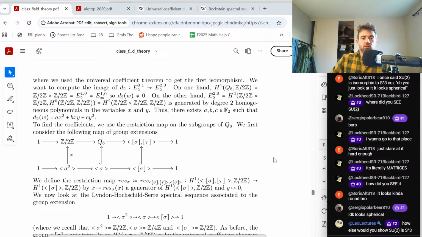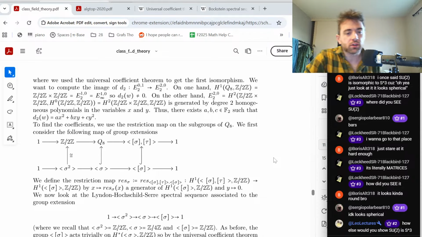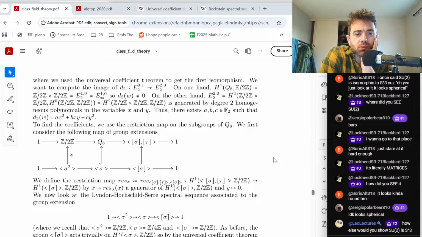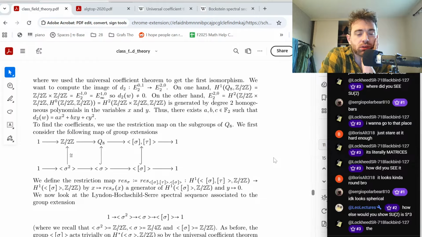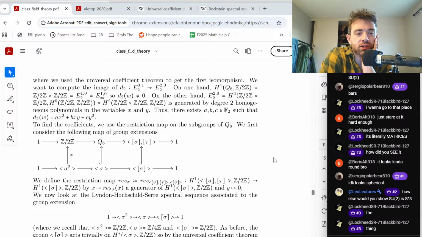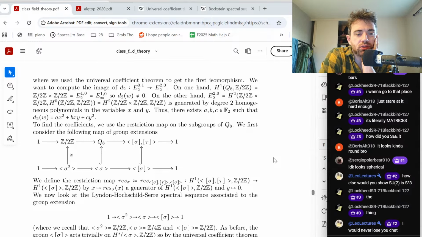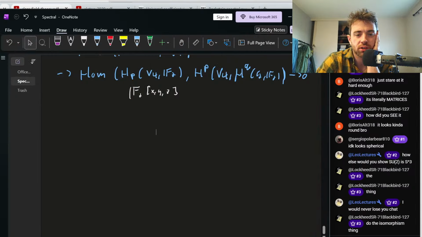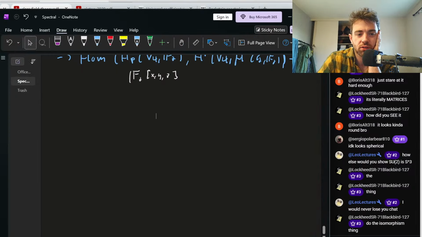Okay. We're gonna compute the image of D2. On one hand, that is that. So, wait. Excuse me. Why is that the infinity? Why is E2 1 0 infinity? Maybe if I draw myself a little grid here. Okay, let me go back to drawing myself a little grid.